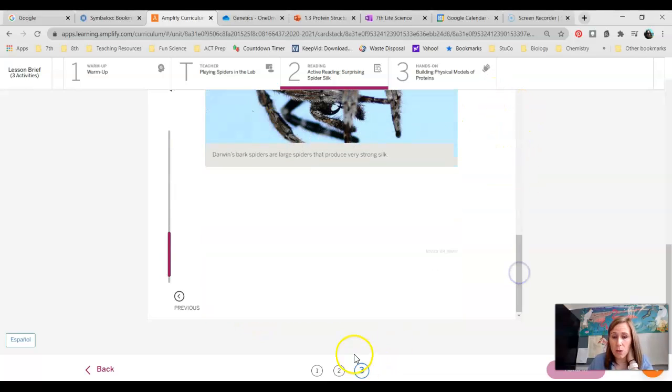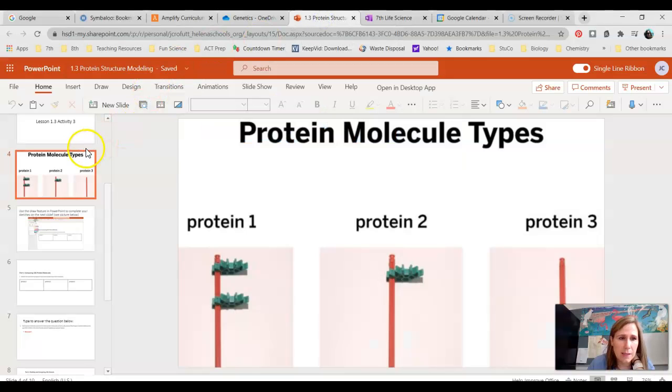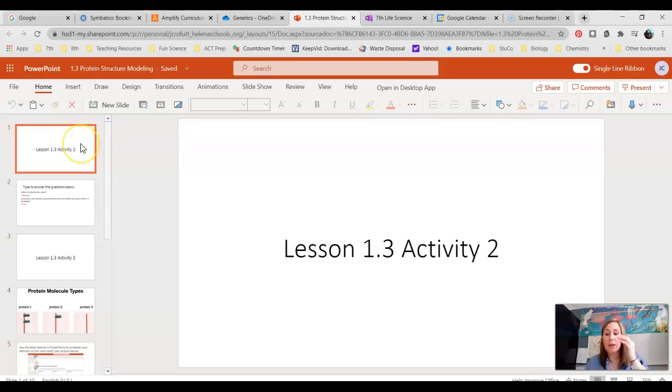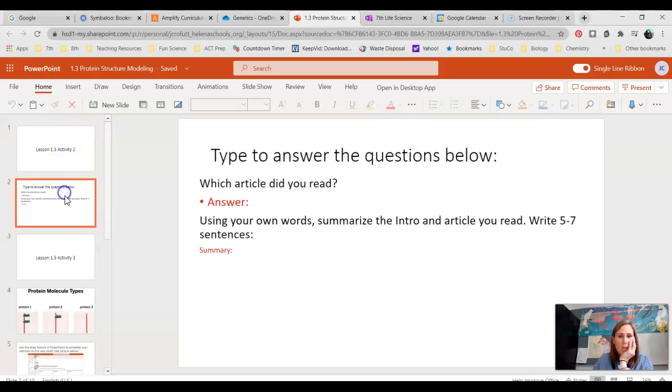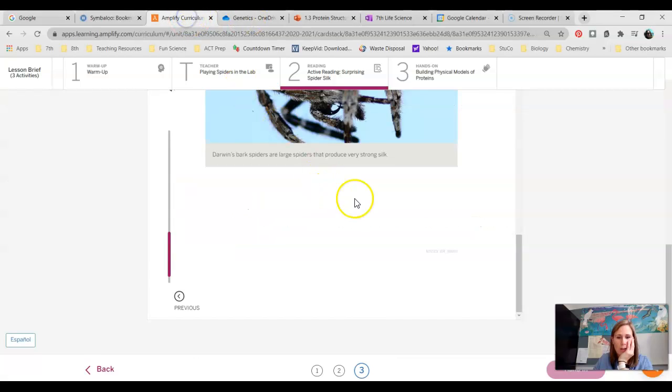You just have to read it. There's no questions to answer until you go on today's assignment. So for today's assignment, you'll go to Teams Assignments and open up this activity here. It's a little PowerPoint that you'll be editing. Your first part obviously goes over the reading you just did under Activity 2. So all you have to do is tell me which article you read. It should be one of those 4 articles.